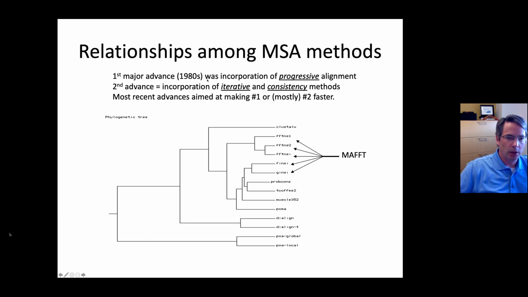So we're going to talk about these major advances. So what are progressive, iterative, and consistency methods? Mostly we'll talk about progressive and iterative approaches, and how the advances in these three things are kind of what make the branches in this tree, but it's not super important.